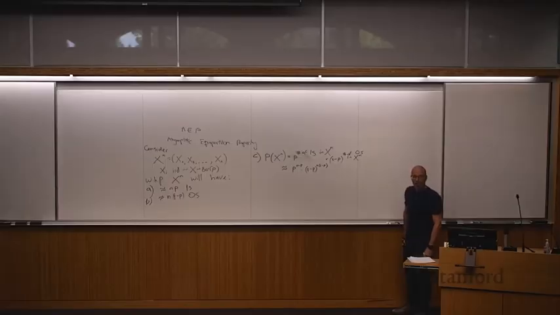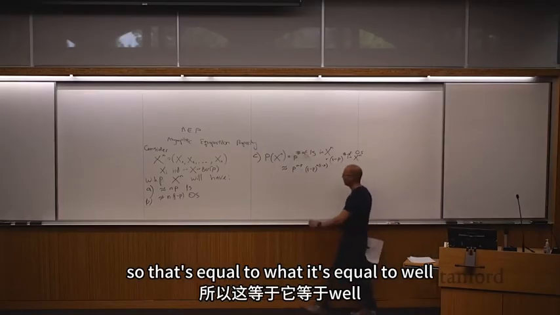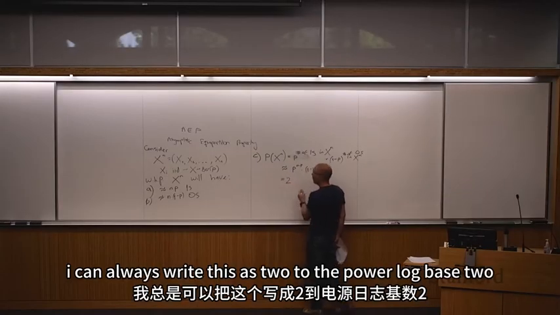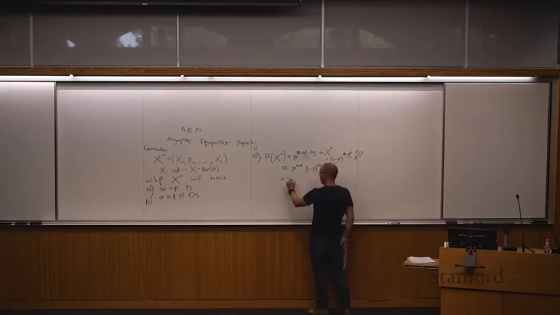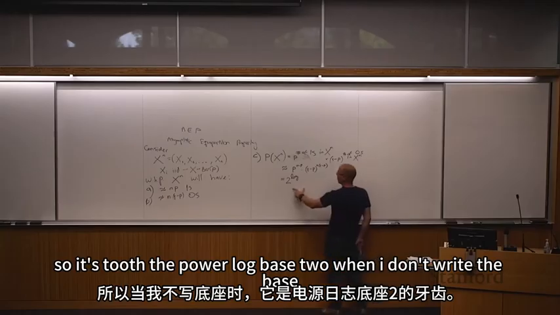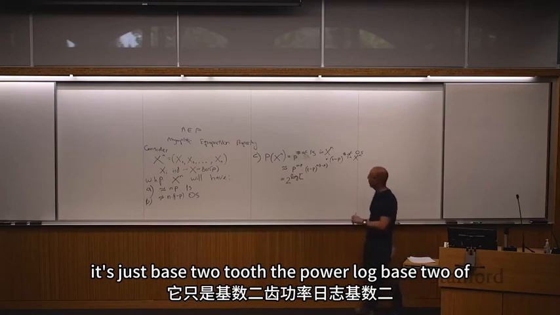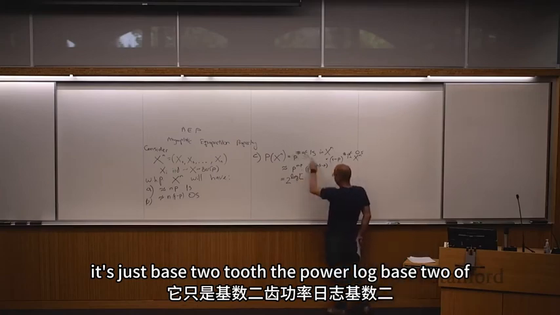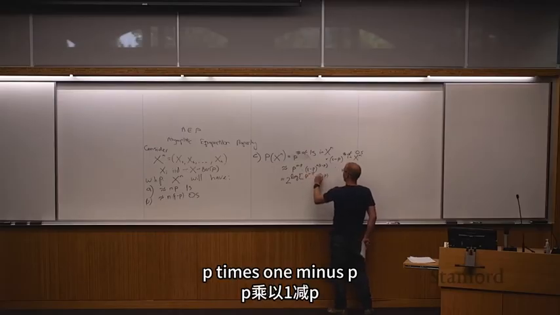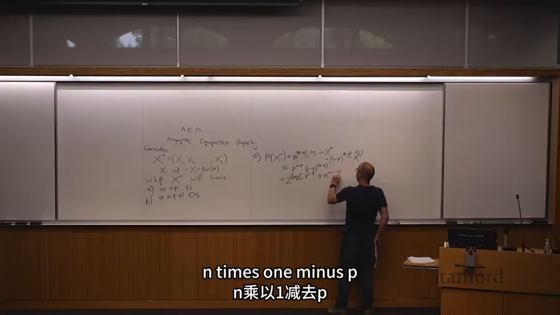So that's equal to what? Well, I can always write this as 2 to the power log base 2 of the same thing. When I don't write the base, it's just base 2. So it's 2 to the power log base 2 of the same thing: p to the power np times 1 minus p to the power n times 1 minus p.